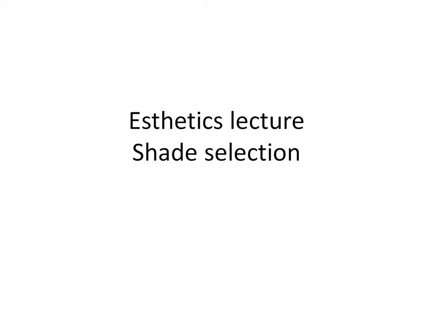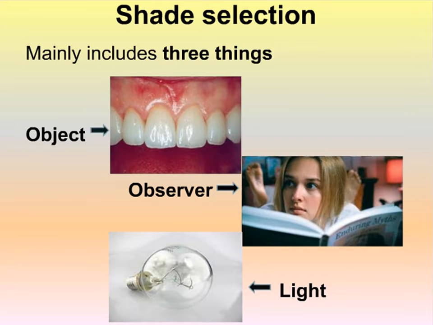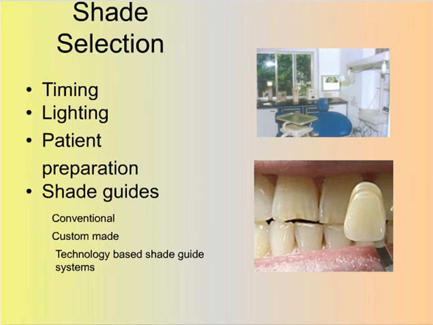Shade selection for aesthetic material. Three parameters are involved in shade selection: the object, the observer, and the light used for shade selection. The shade selection session includes the timing, the lighting, the patient preparation, and the shade guides.